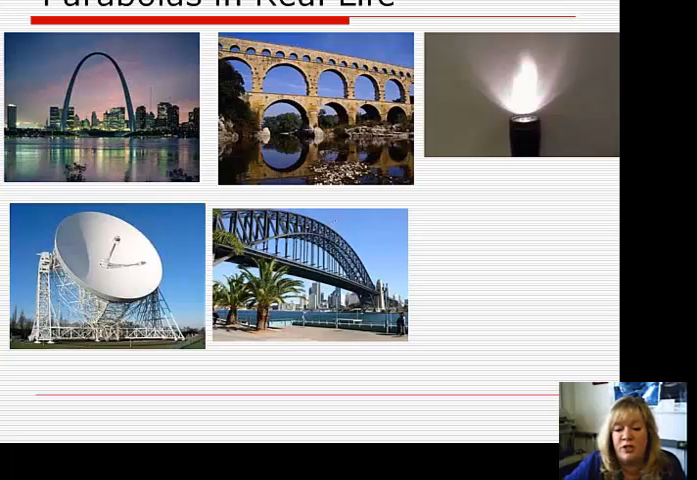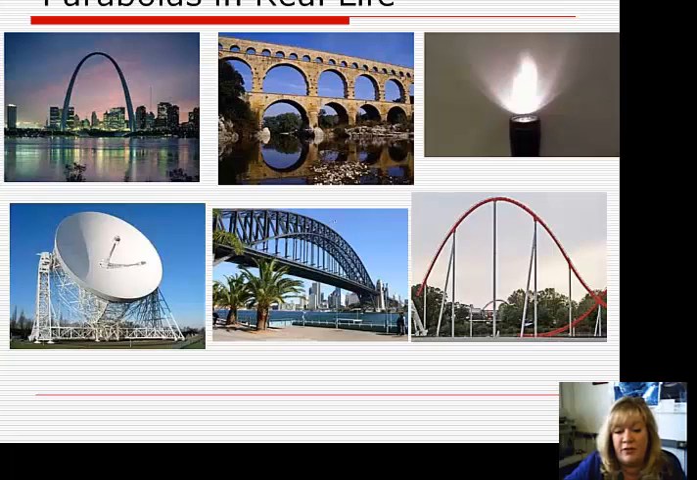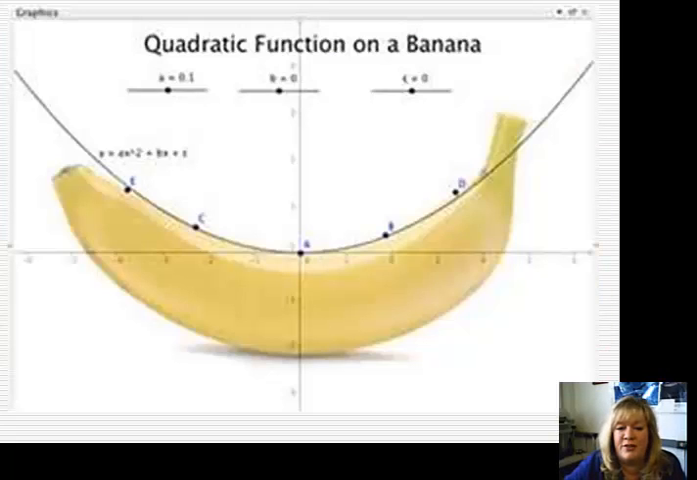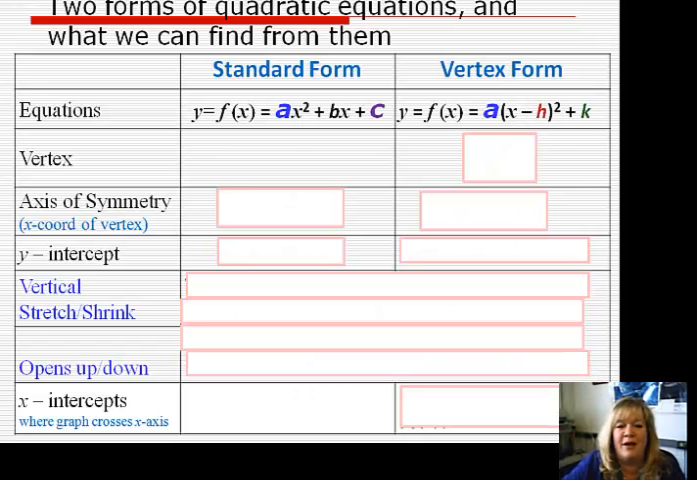Also bridges. In architecture, parabolas are very prevalent. They're pretty and very structurally sound. Roller coasters, we all love going up and down roller coasters. And let's go bananas. You could actually make a quadratic function out of a banana by putting it on the axis. I thought that was kind of interesting. Maybe we'll have you get a banana and find the quadratic equation that fits that banana. Let's go into the two different forms of quadratic equations and what we can find from them.